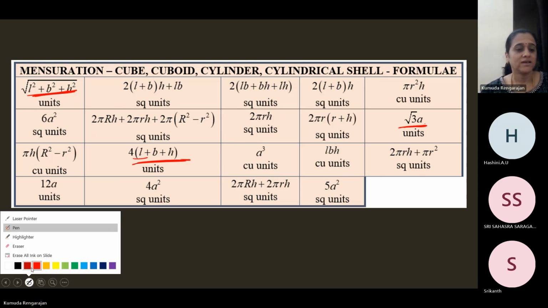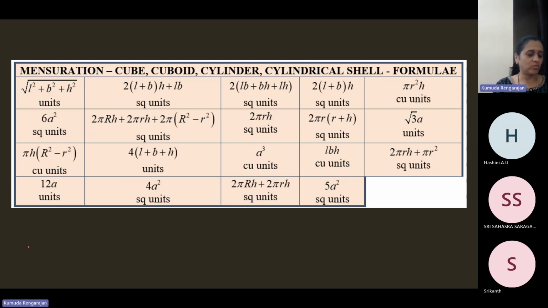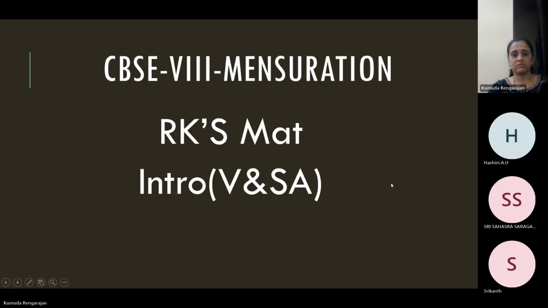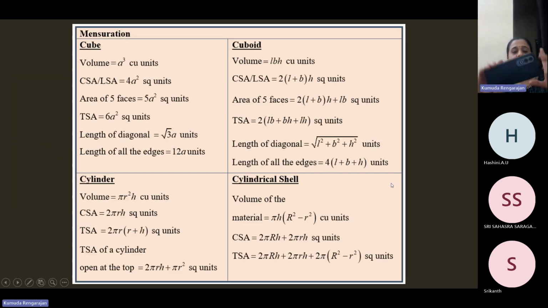Correct. So I'll share these images on WhatsApp. Don't get confused as to what this is, or maybe I'll share this in the end. So these are the formulae you need to memorize.